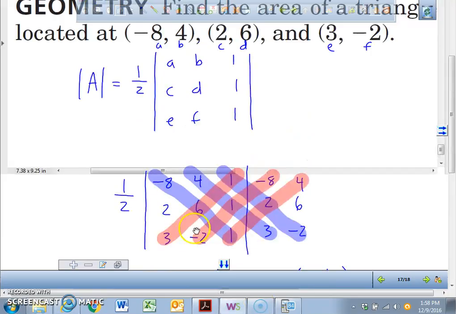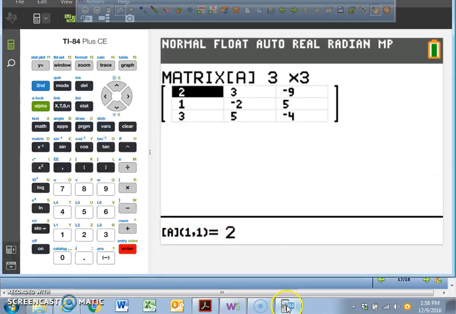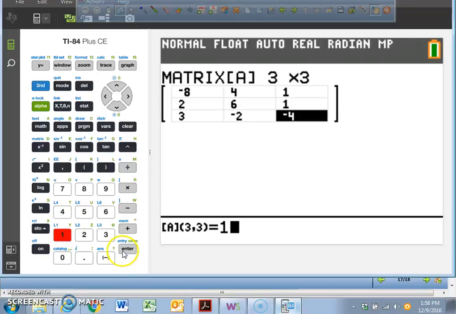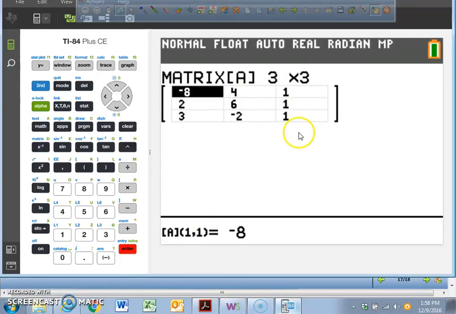All right, we're just going to take this part right here and put it into our calculator. All right, so what do we have? -8, 4, 1. Next row. 2, 6, 1. Last row. 3, -2, 1. Okay, cool. So now we have matrix A. All right. We want to find the determinant of that, but then take half of it.